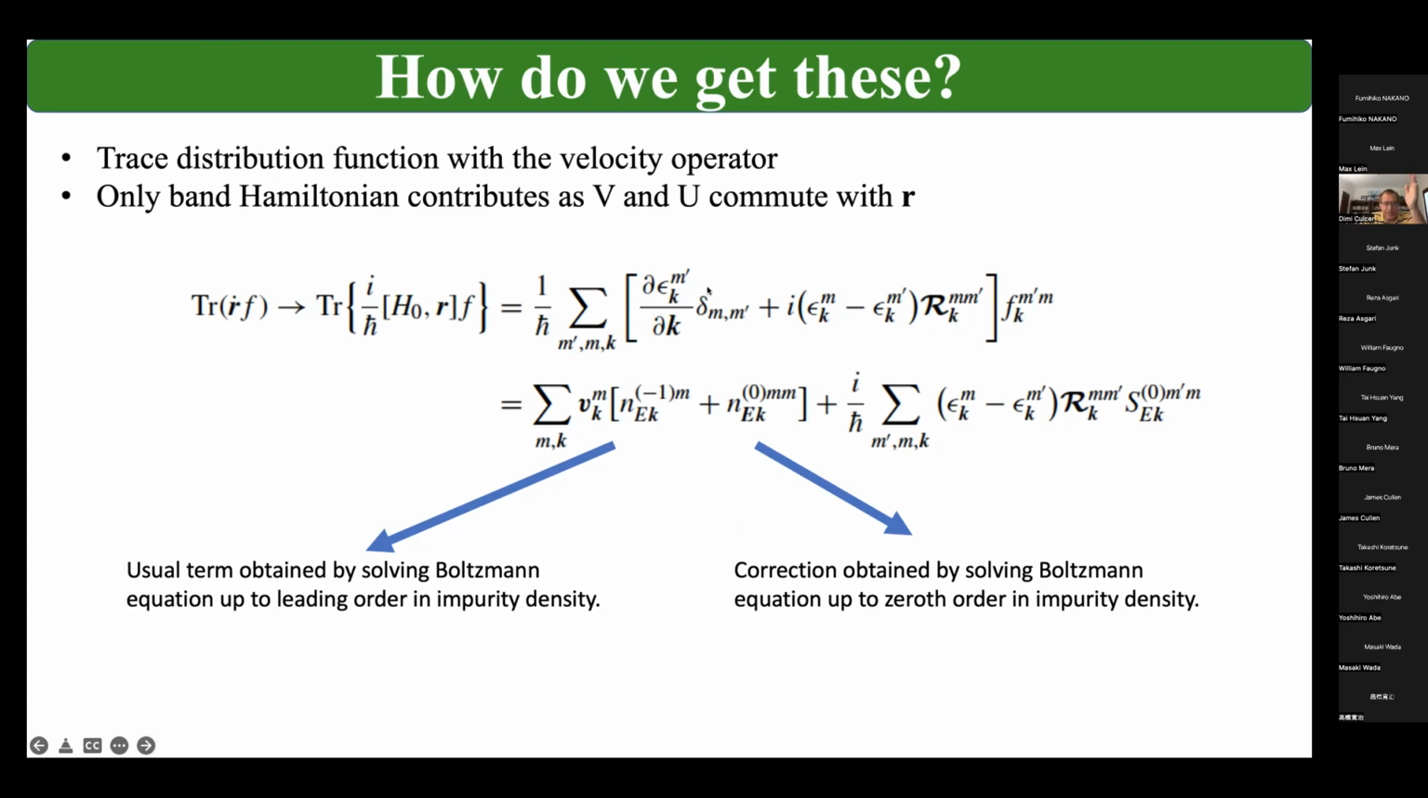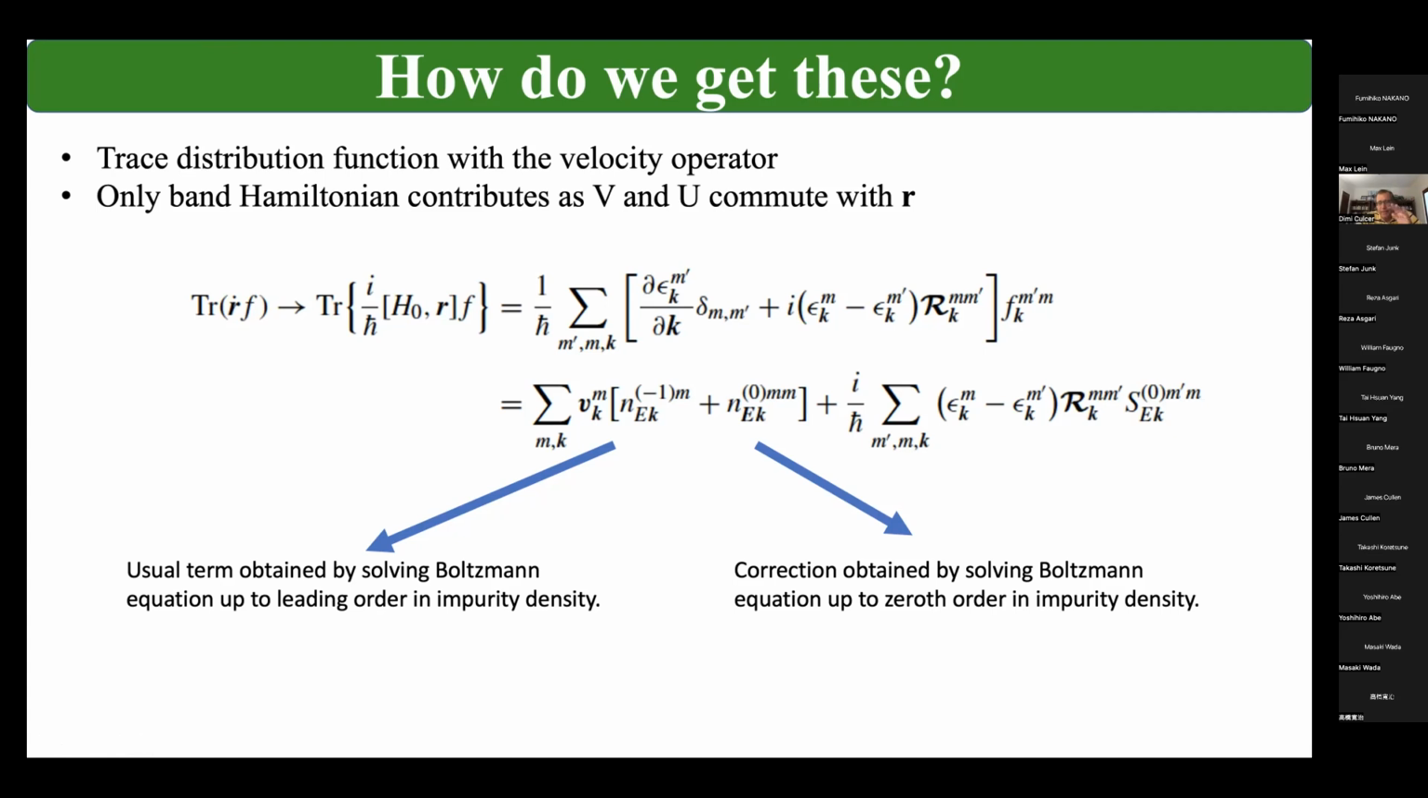Again, insert complete sets of states, deal with the position operator, etc. And we'll get a group velocity, then we get the energy difference multiplied by the Berry connection, and this is all multiplying the density matrix. And then we write the density matrix in terms of a scalar of the band diagonal part and the interband part, which is the S.